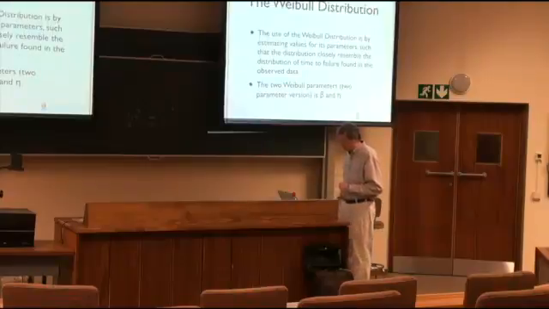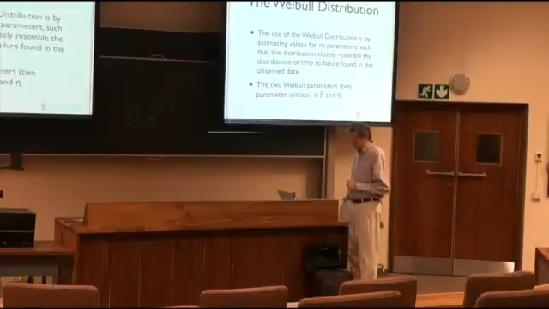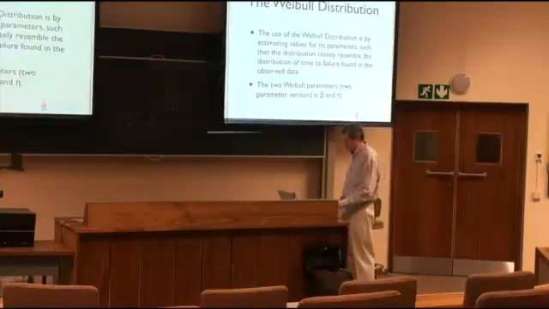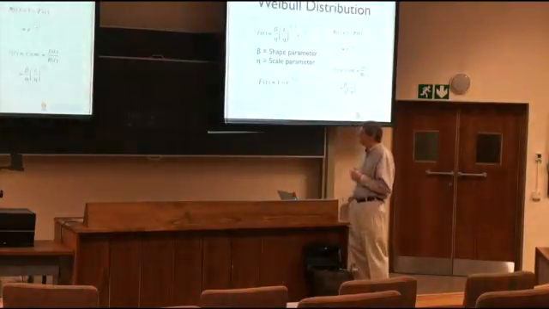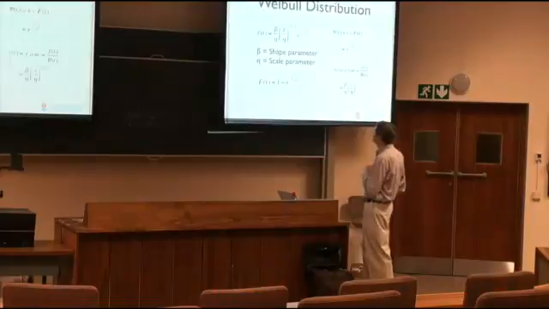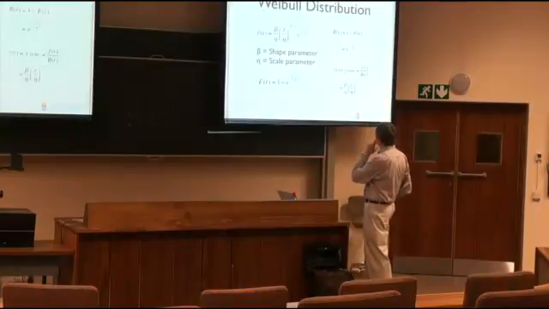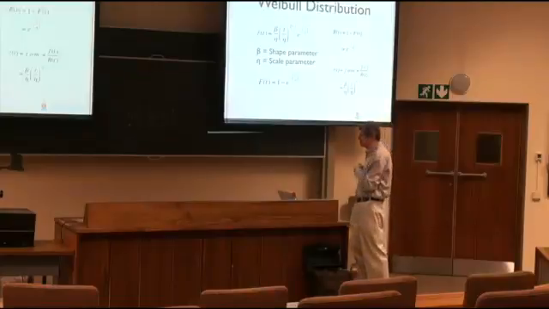The use of the Weibull distribution is by estimating values for its parameters such that the distribution closely resembles the distribution of time to failure found in the observed time. The 2 Weibull distribution parameters for the 2-parameter version are beta and eta. And there you have your various functions. So there you have your density function at the top left, f(t). And then you have your cumulative distribution function here, your survival function, and your force of mortality function.